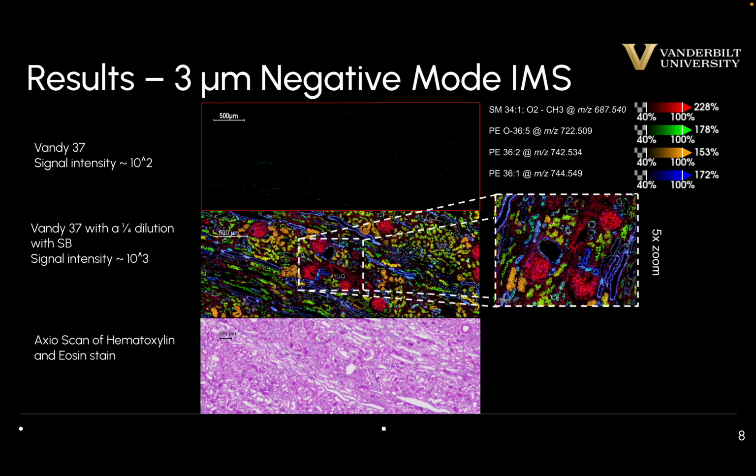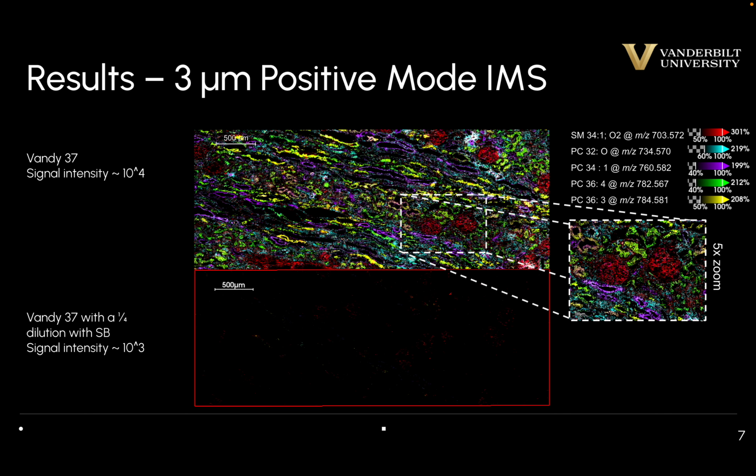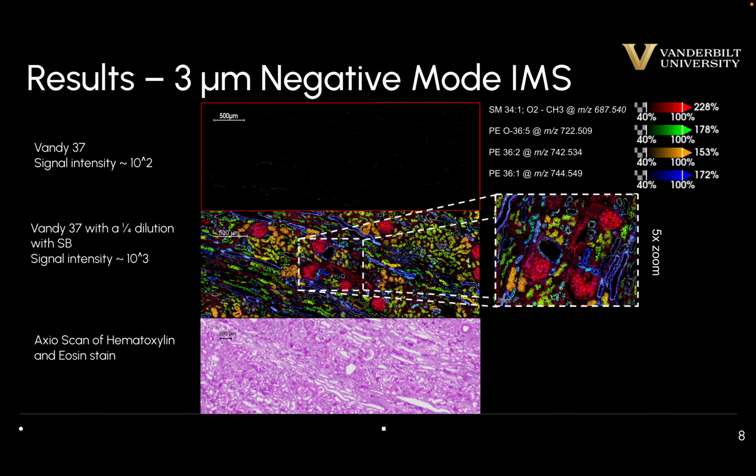Not only is our image beautiful and we can see all the heterogeneous glomeruli and all of the details in our tissue, but the signal intensity is also a whole order of magnitude higher than if we had used Vandy37 in negative mode. Now, as expected, we knew that Vandy37 does not work well in negative ion mode. However, what's interesting here is that when we choose an ion mode, we have to sacrifice one or the other. So in positive mode, we will have to sacrifice negative mode and vice versa.